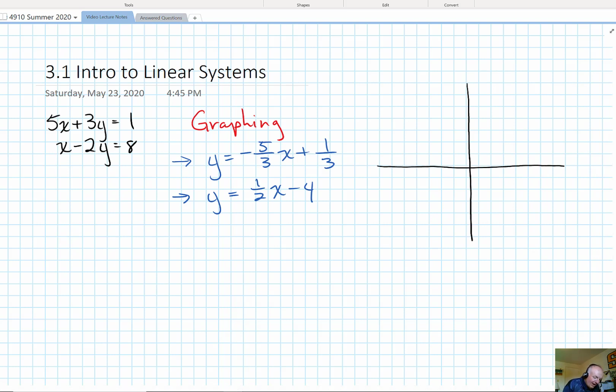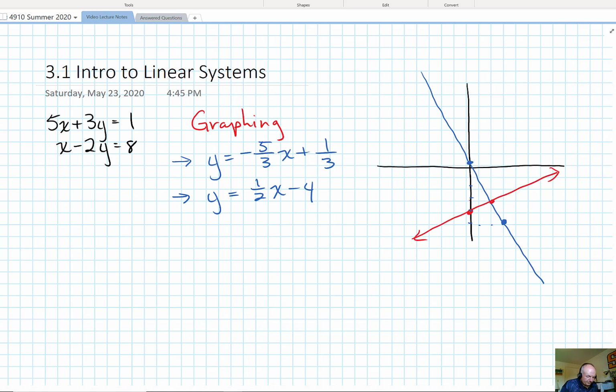Graph these by hand. So our first equation has a y-intercept of 1/3 and a slope of down 5 over 3: 1, 2, 3, 4, 5, 1, 2, 3. It's not quite there. There. And there's our line. Our second equation, when we graph it, has a y-intercept of -4 and a slope of up 1 over 2. And so there it is right there.